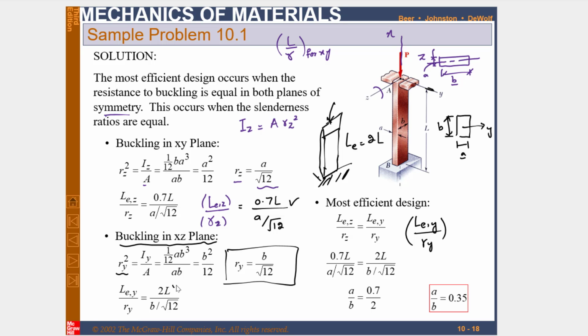So you have both the values, so you can put them in, and you will get 2L over B over under root 12. Now for the most efficient design, this LEZ over RZ should be equal to LEY over RY. So if you equate this value with this, you can see it is already written over here. This is equal to this term and this is equal to this term. So you can get the ratio of A by B, which is equal to 0.35.